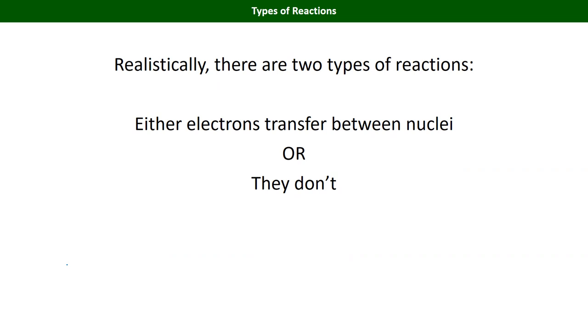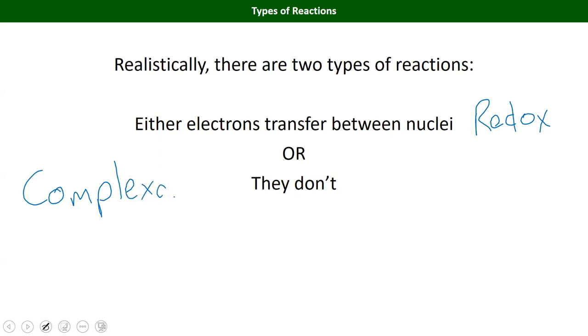But at its most basic, this is our number one distinction. Either you move electrons or you don't. Right? And so everything is going to come back to that. That's our broadest categorization: either it's a redox reaction, or we're just rearranging the pieces, but everything that we had before is still there. And so that's what I call a complexation reaction. Again, I'm not tied to that name, but I think it's basically just rearranging how things are connected to each other.